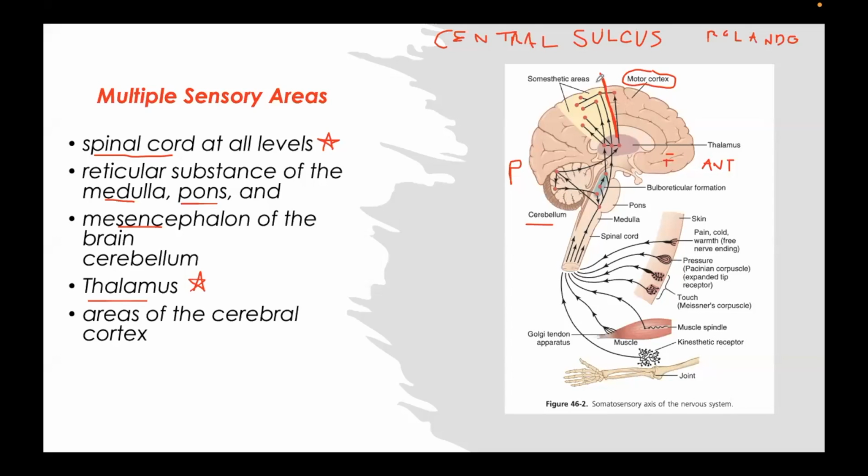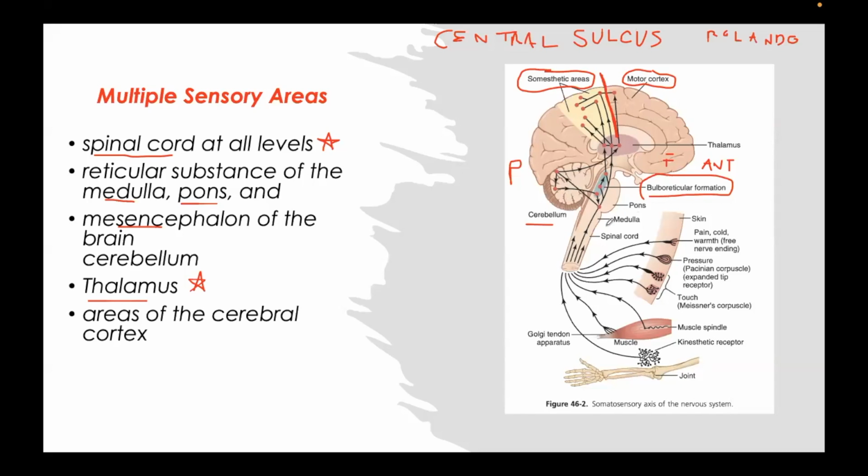Behind or posterior to the central sulcus is what we call the somesthetic or the sensory, as well as the sensory association area. So your take home here, ano yung nasa harap? What is in front? Motor. What is behind the central sulcus? It is the sensory. So motor is in front. Sensory is found behind.